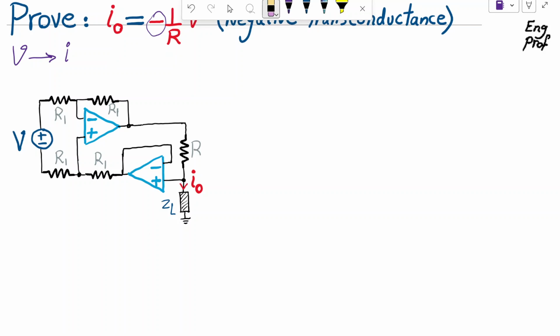Okay, so let's make the assumption that op-amps are properly biased. I mean the positive and negative supply voltages of the two op-amps 1 and 2 are properly applied, so that the op-amps, with the proper negative feedback, are in the linear region of operation. Therefore, virtual short for each op-amp is valid, and by that I mean the voltage at the positive input terminal is the same as the voltage at the negative input terminal for each op-amp.